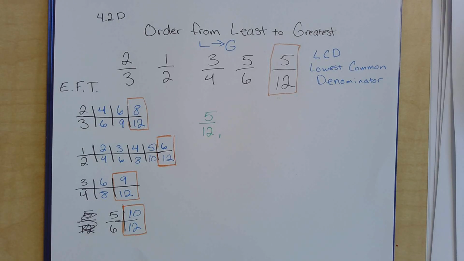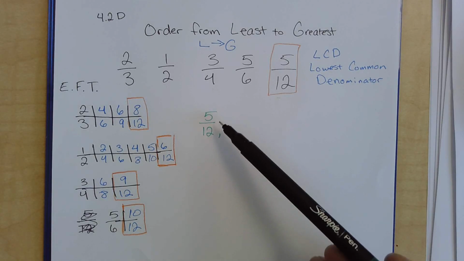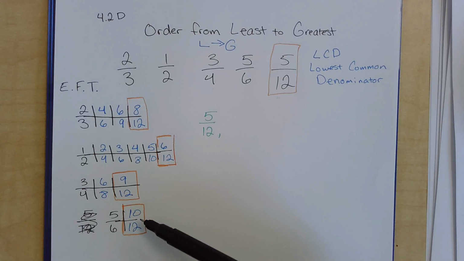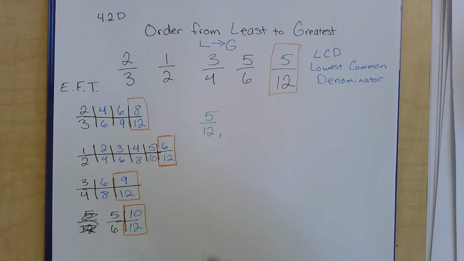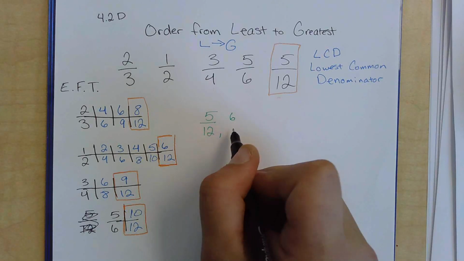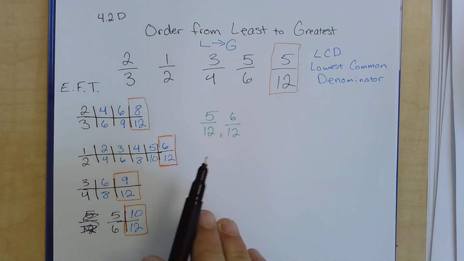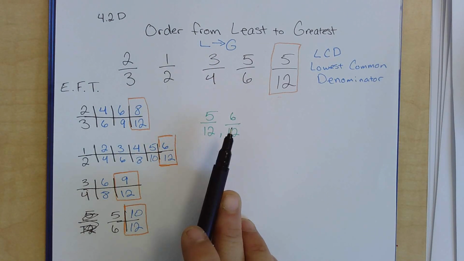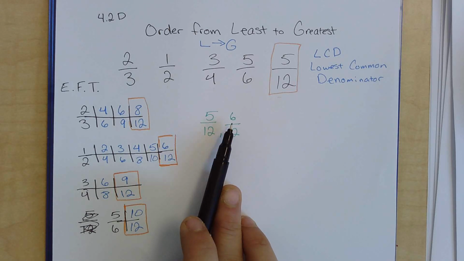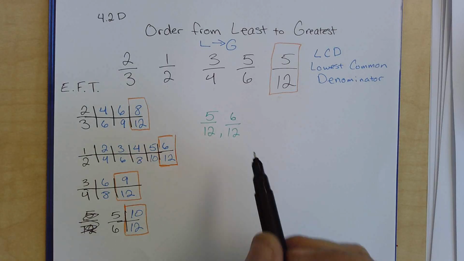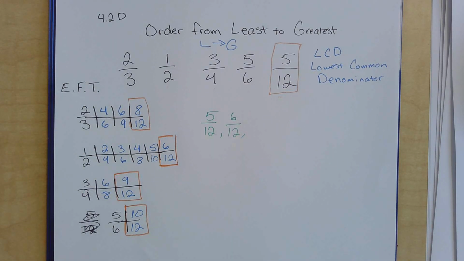Okay, now I'm going to look at my next smallest value. What would come after 5/12? I see 8, 6, 9, and 10. 6/12 will be my next one, because remember, we're moving up from least to greatest. 5 is smaller than 6. That's why 6 would be next in line. Okay, so we're good there.